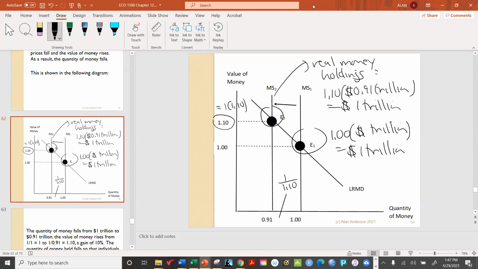And so again, the whole idea here is that people are trying to hold the same real quantity of money. So if the Fed changes the amount that's available, that should affect the purchasing power of the money, and therefore that'll affect our holdings.